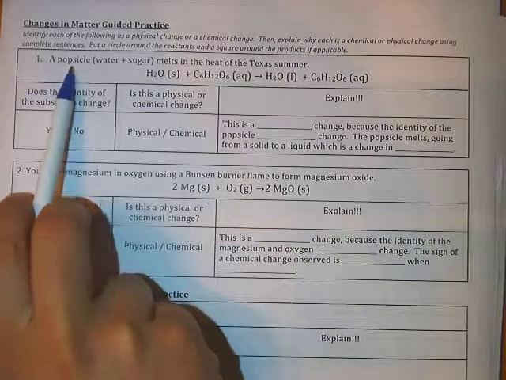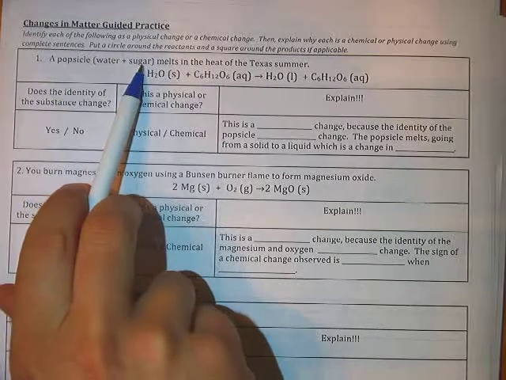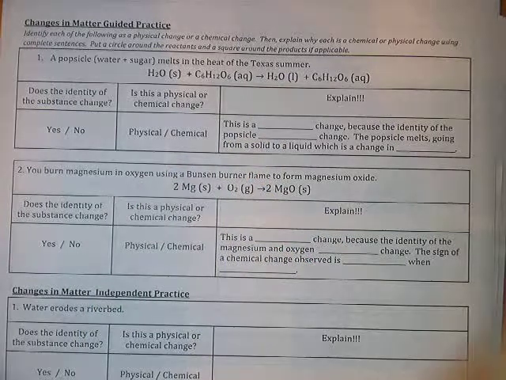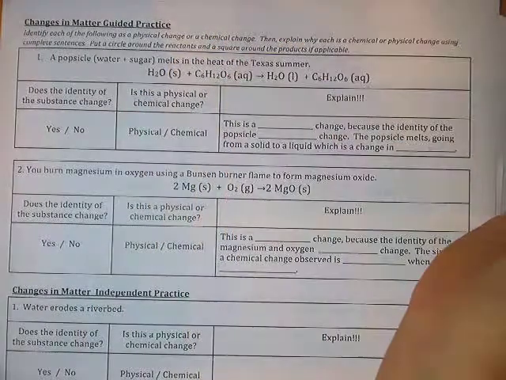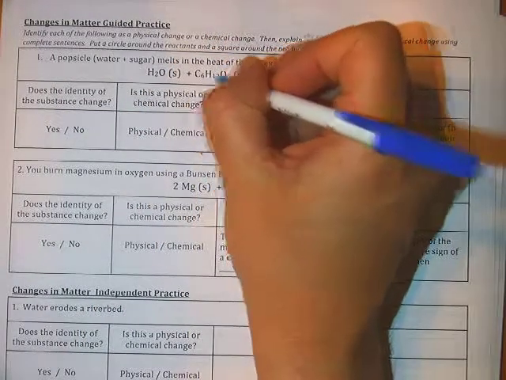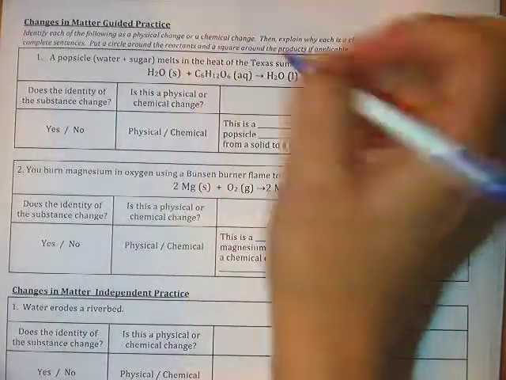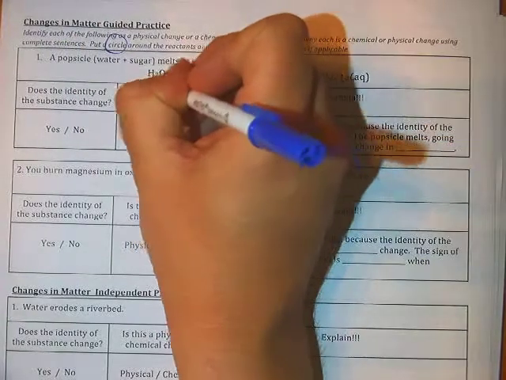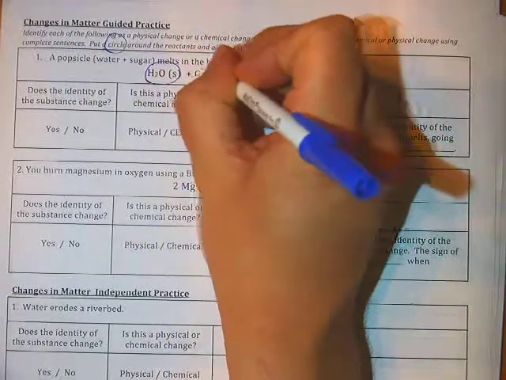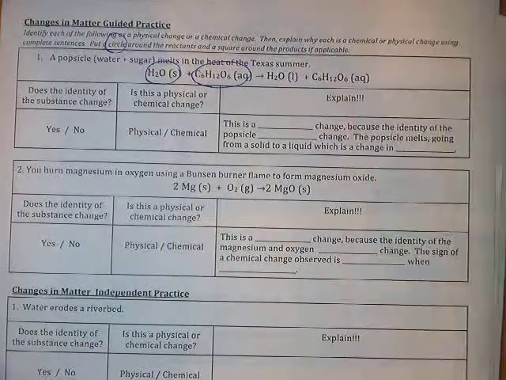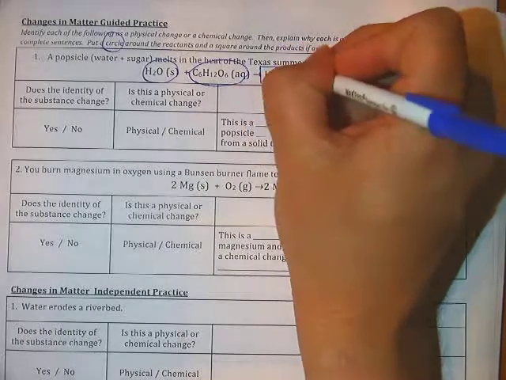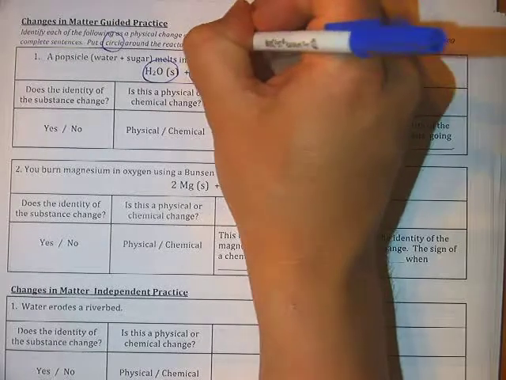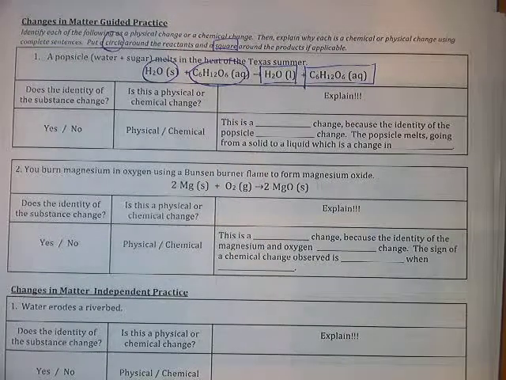So a popsicle, which is basically water and sugar, melts in the heat of the Texas summer. At the beginning you have water and sugar. This is glucose, right? C6H12O6. And those are reactants, so I'm going to put a circle around the reactants. Here we go. And a square around the products. My products are also water and sugar. So I'm putting a square around my products.